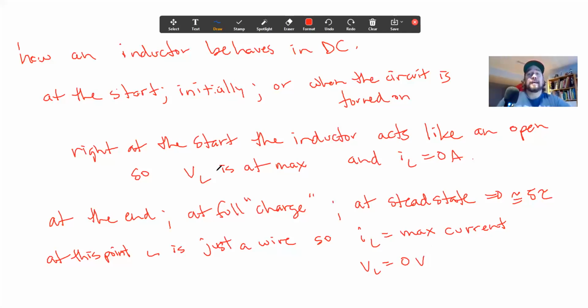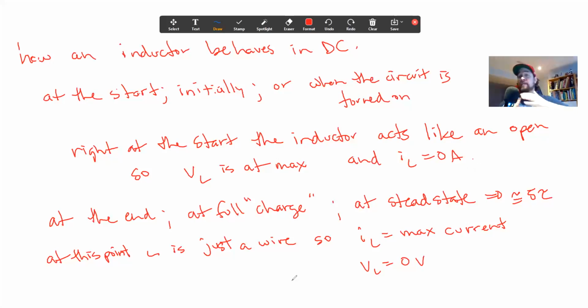If there is anything important to remember for capacitors and inductors, it's this idea. For the inductor, right at the start, when the switch turns on, VL is max and IL is 0, because the inductor acts like an open. The opposite is true for the capacitor. Right at the start, it acts like a short circuit, so VC is 0 and IC is max, whatever that ends up being.